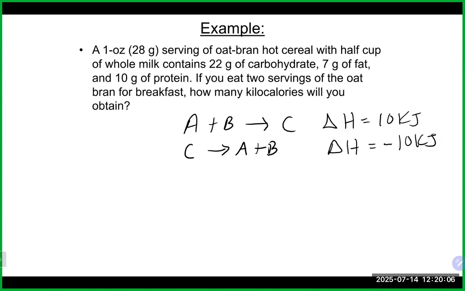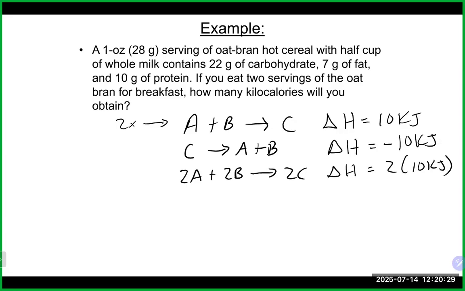So you get the same value, but again, the sign changes because of doing that. Now, sometimes we may have to, for example, multiply an equation by a common number. And if we do that, you get 2A plus 2B goes to 2C. And how that affects the delta H value is you would actually multiply the delta H value by that 2. And that would give you 20 kilojoules.